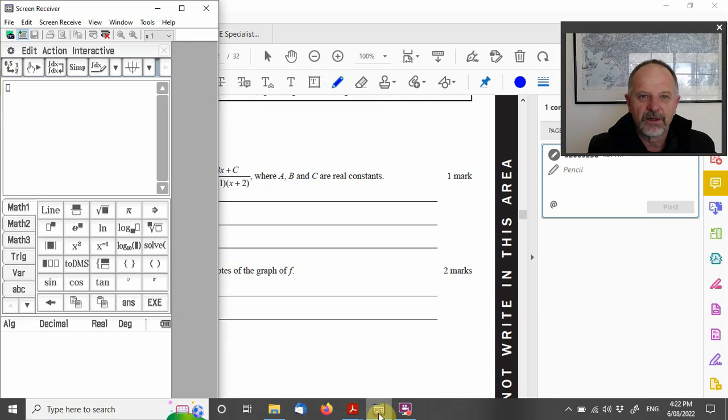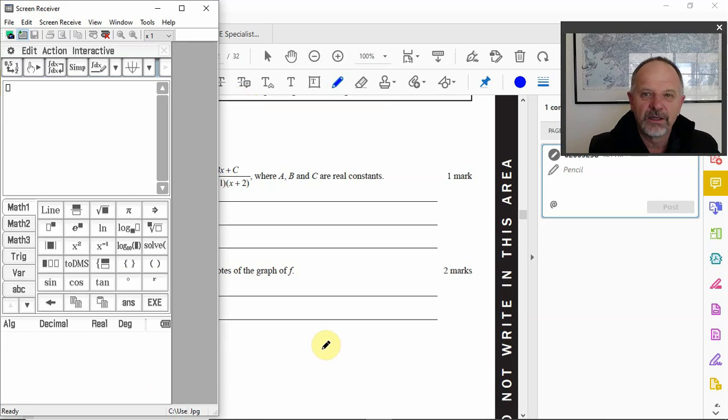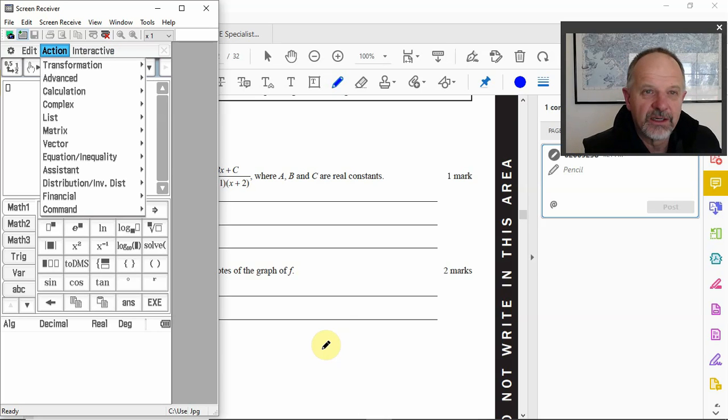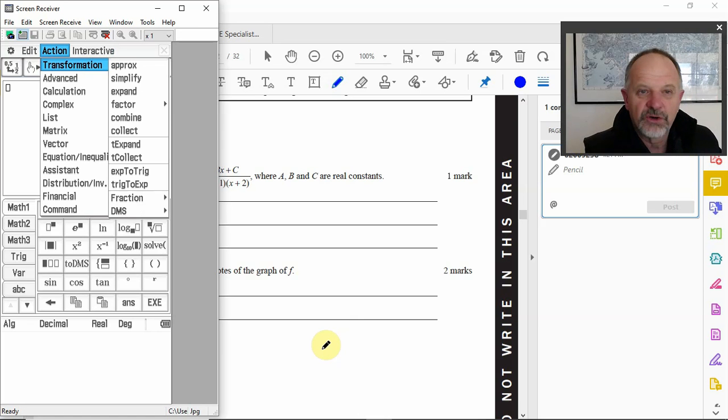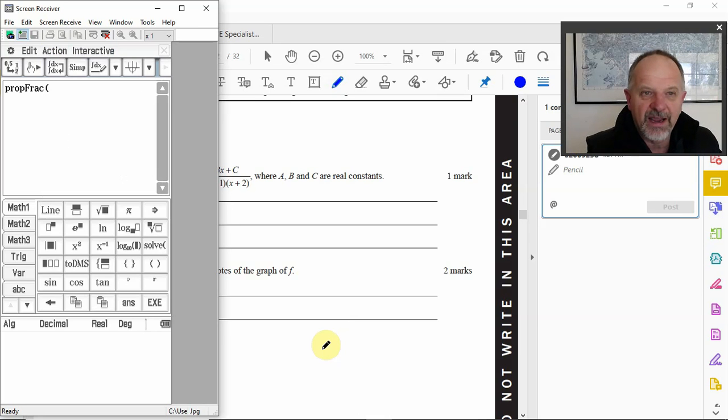So go to your calculator, and this is the Casio calculator. If you've got Texas Instruments, you'll need to find out how it's done using that calculator. But for the Casio calculator, what we want to do is turn it into a fraction of sorts, called the propFrac. So we'll go to our Action. We're going to transform this, change it from the form it's in into something else, and it's a fraction that we're looking for, and it's the propFrac.